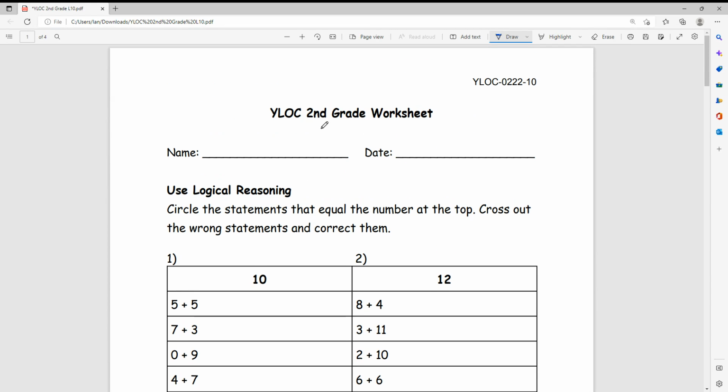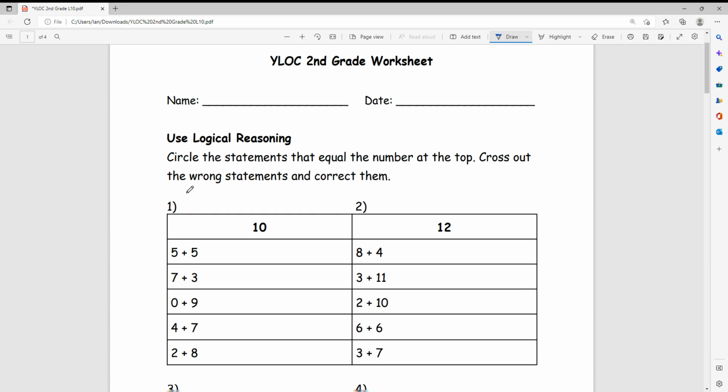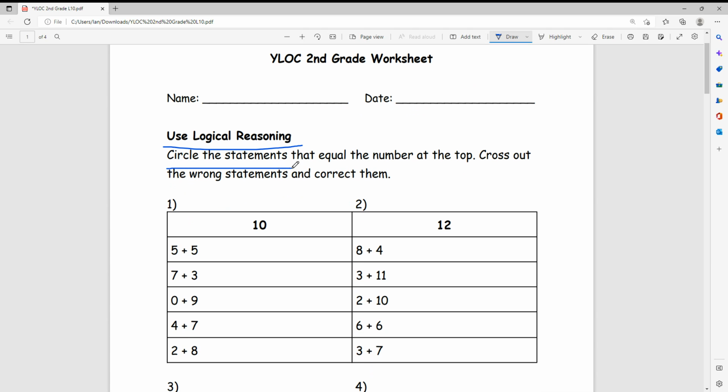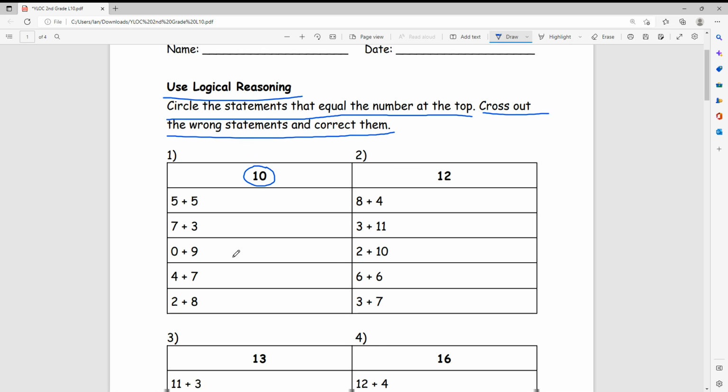This is second grade, lesson 9 worksheet, and it says use logical reasoning. It says circle the statements that equal the number at the top and cross out the wrong statements and correct them. So what it's asking is to find what equations will equal this number here, and if they don't equal them, cross them out and then make a new equation that will work.